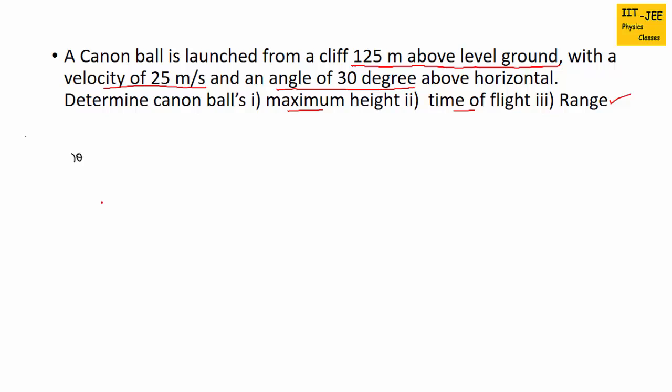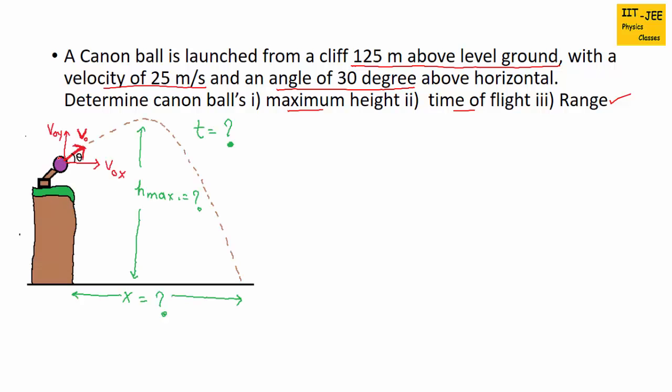So step 1, we will draw a picture of the projectile's motion like this. Here this is the ball, and this ball is thrown with velocity v0 at some angle theta. Theta is 30 degrees here and v0 is 25 meters per second. First the ball will go up to some height and then will go down, moving to the right also.